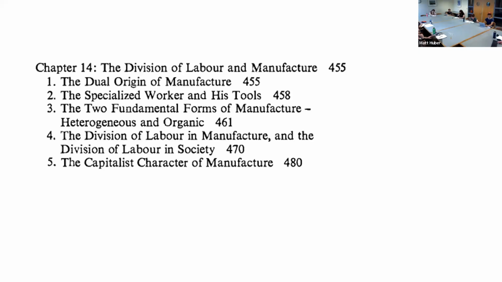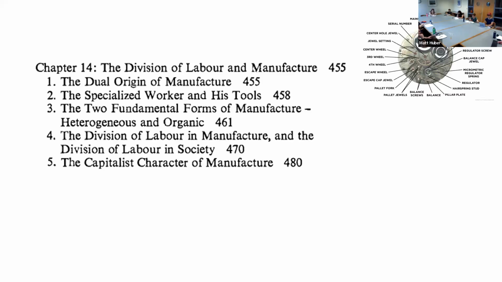Moving right along. He talks about the two fundamental forms of manufacture, heterogeneous and organic. For heterogeneous, he uses the example of a watch, where he's saying that each of the components of the watch needs a specialized kind of worker and handicraft person to figure out how to make, like, the cap jewel, the wheels, whatever all these things are. And he lists them, right? He lists all the different things that go into a watch.